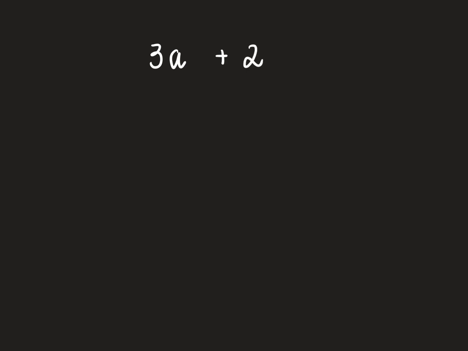Okay, what about this one? 3a plus 2a. What do I have there? 3 of them plus 2 of them. I've got 5 of them, 5a. Have a look at this one. a to the power of 3 plus a to the power of 2. Well, can I do that? No, I can't do that.